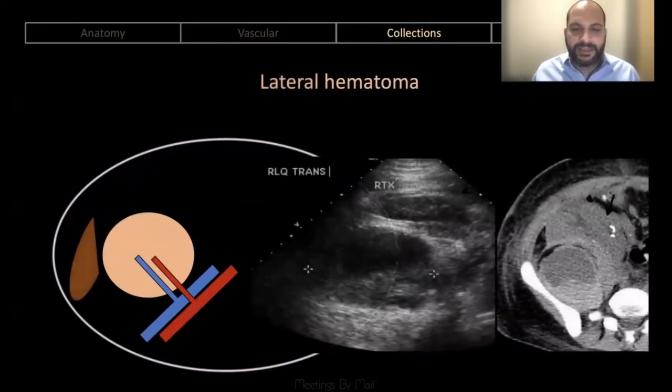Now, lateral collections can have some kind of mass effect on the kidney graft. But they can also have a propensity to get infected. So a lot of times if these are large, they may be washed out by the surgery team to make sure that they don't become infected. And then sometimes they can have some mass effect on the kidney graft itself.